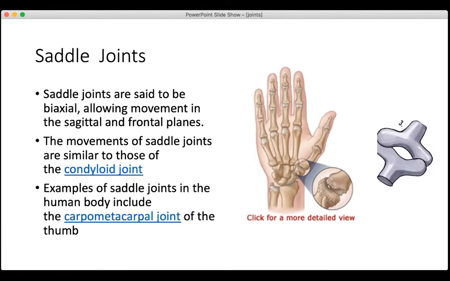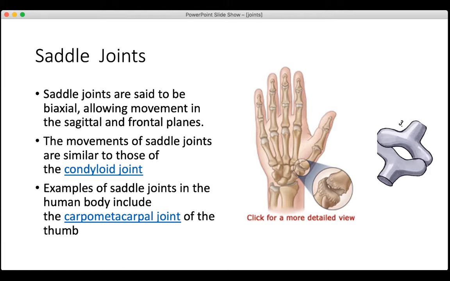Now coming to the next category, which is saddle joints. Now saddle joints also allow you two plane movements, and they are said to be biaxial, allowing movements in the sagittal and frontal plane again. And the movements of saddle joints are similar to those of condyloid. The movements are the same, again in the frontal and sagittal plane. And these are present at very few points.